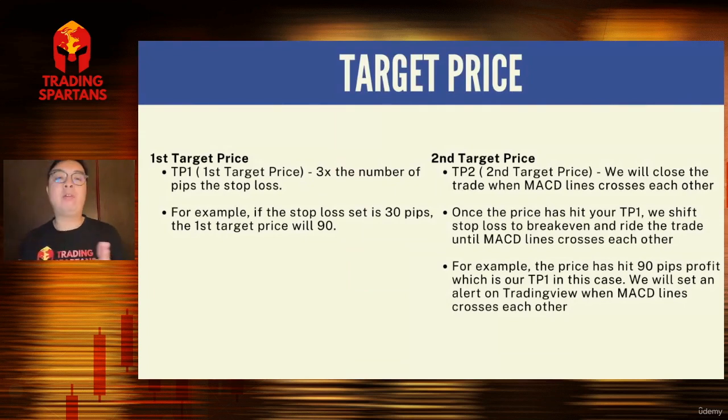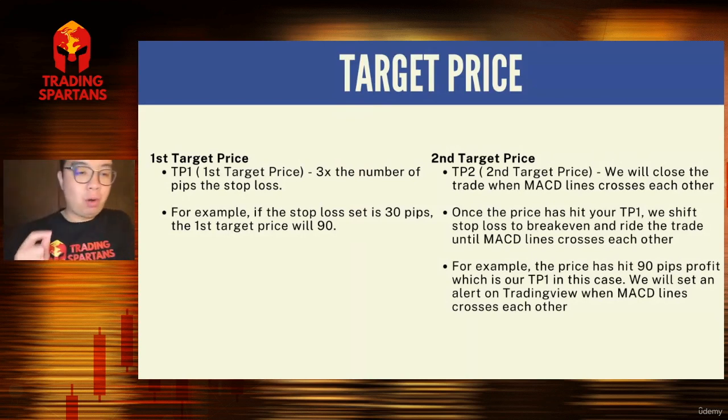Okay, so the MACD lines can cross each other during the first target price, but it doesn't matter, only during the second target price. For example, when price hits the 90 pips profit, which is our TP1, we will then set an alert on MACD for when the MACD lines cross each other. Which is why I say TradingView is very useful, because you can set an alert when the MACD lines cross.